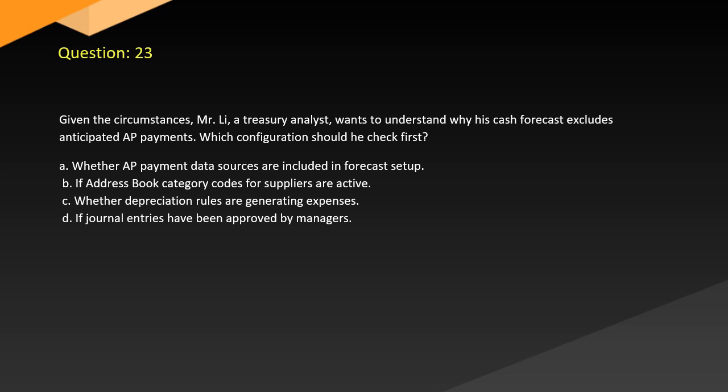Question 23. Given the circumstances, a treasury analyst wants to understand why his cash forecast excludes anticipated AP payments. Which configuration should he check first? A. Whether AP payment data sources are included in forecast setup. B. If address book category codes for suppliers are active. C. Whether depreciation rules are generating expenses. D. If journal entries have been approved by managers.